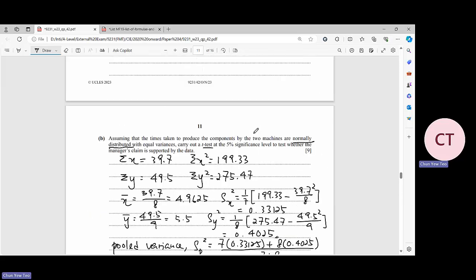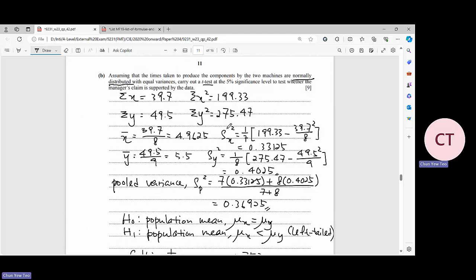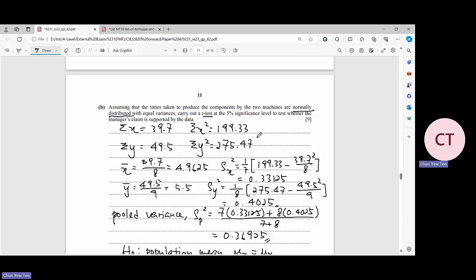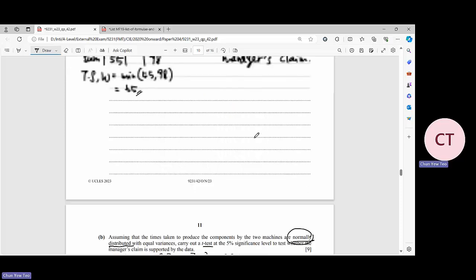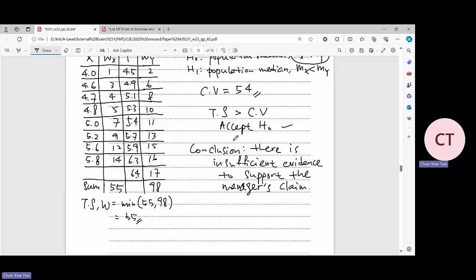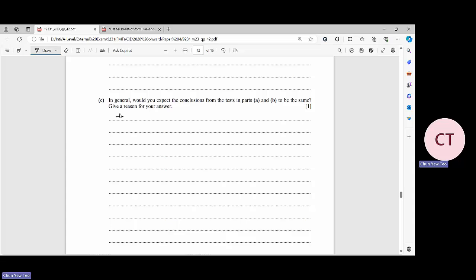For part A, if you are using Wilcoxon, we are talking about the median. If you are using the t-test, we are talking about the mean. So the nature of the question is already different. Of course, we do not expect the answer to be the same. Whenever you do a t-test, there is an assumption that the data is normally distributed. But for Wilcoxon, they never mention it is normally distributed. They are two different kinds of situations, so we cannot expect the answer to be the same. This one, I just follow the suggested answer from the mark scheme.